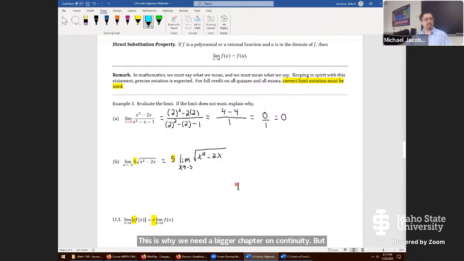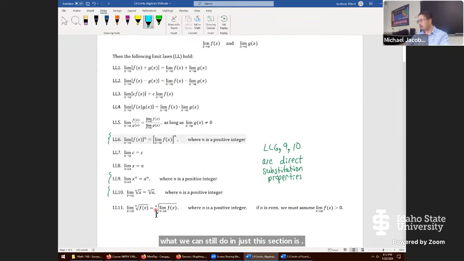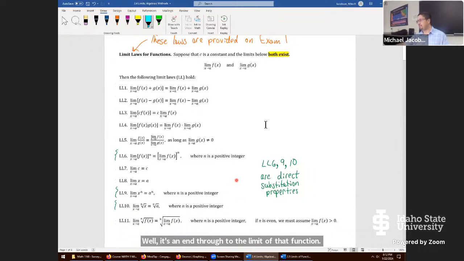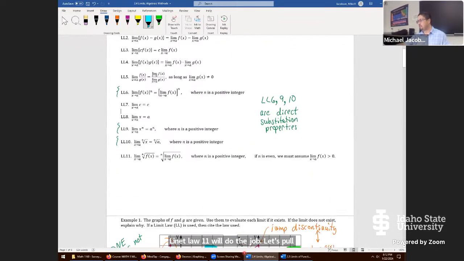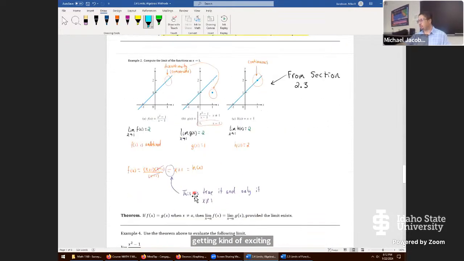But what we can still do in just this section is, apologies for the scrolling, we need a new limit law. That was this one right here. It says if you take the nth root of a function, the limit of that is the nth root of the limit of that function. Limit law 11 will do the job. Let's pull that down. It's getting kind of exciting. I didn't recall that there was so much going on in that one little problem.